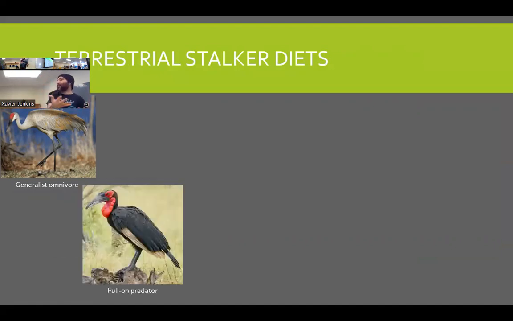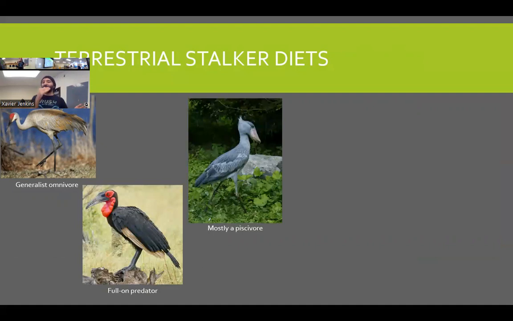Ground hornbills are full-on carnivores. Their diet consists exclusively of small terrestrial animals. Storks, herons, and shoebills are mostly piscivorous. So you're going to see these guys foraging in shallow waters, eating lots of fish, but also amphibians, and they're not going to turn down small mammals. I've seen herons eating rabbits.